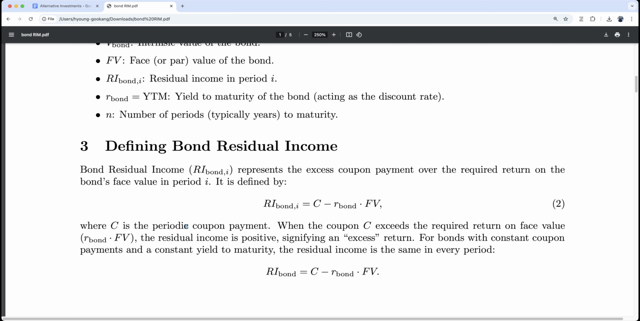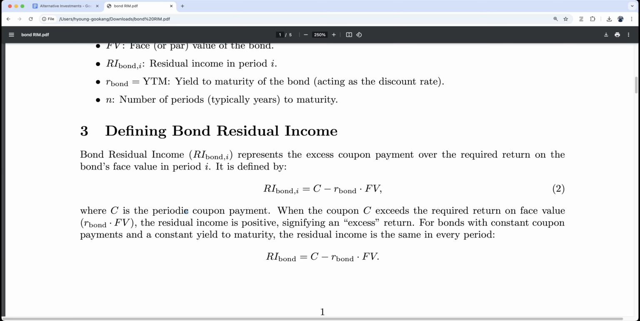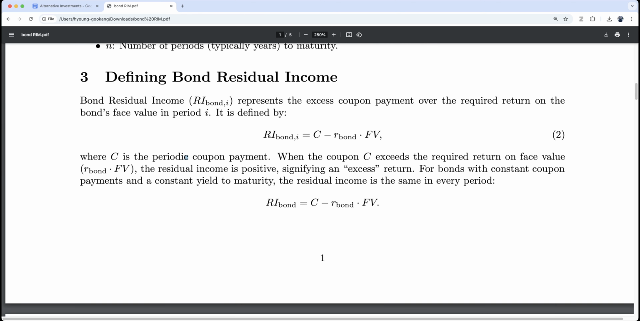For a bond with constant coupon payment and constant yield to maturity, the residual income is the same in every period. Here it says that C and R_bond can both be time varying. They can change over time. C can change over time because of contracts. R_bond can change over time because of the term structure of interest rates.